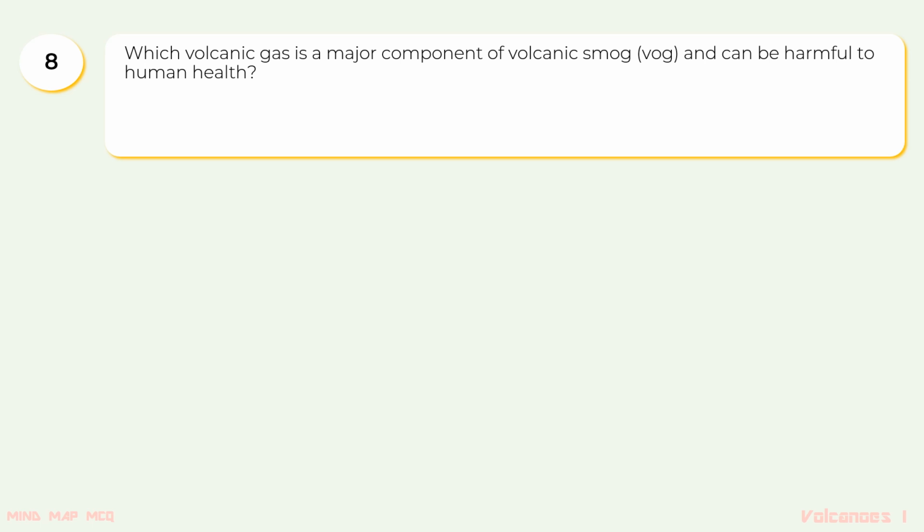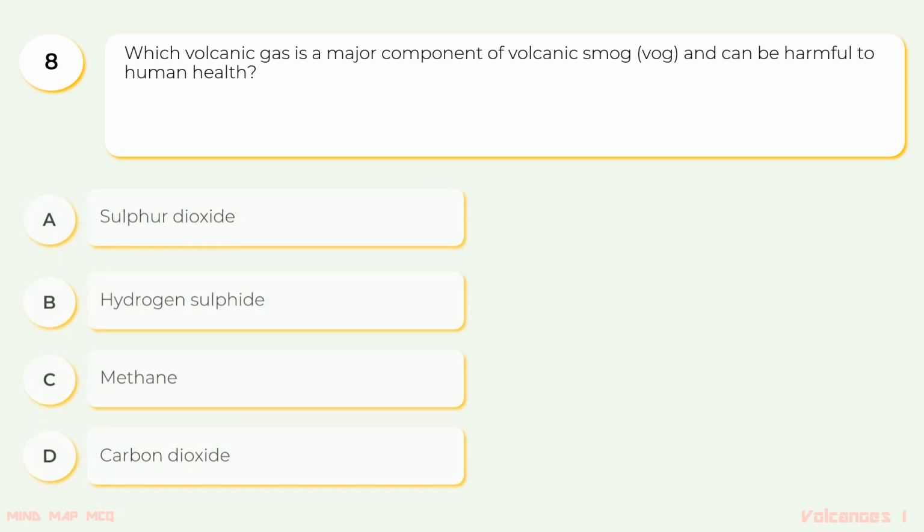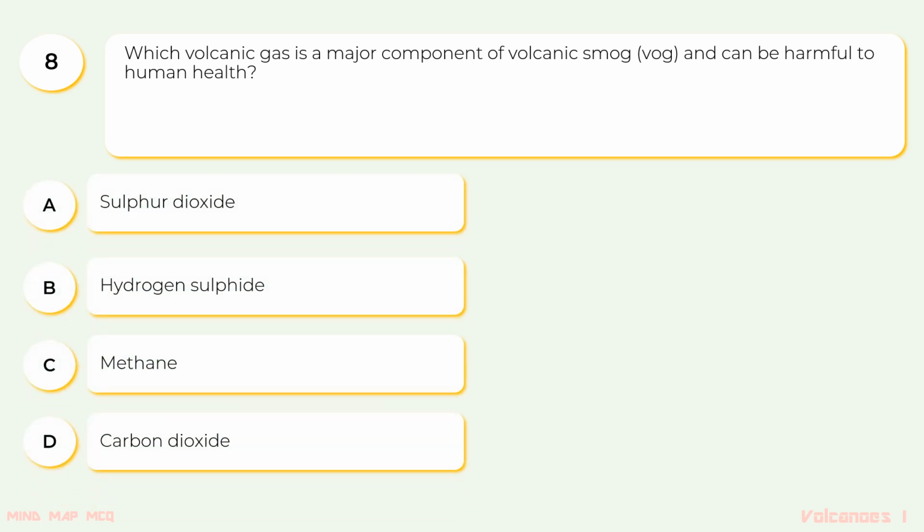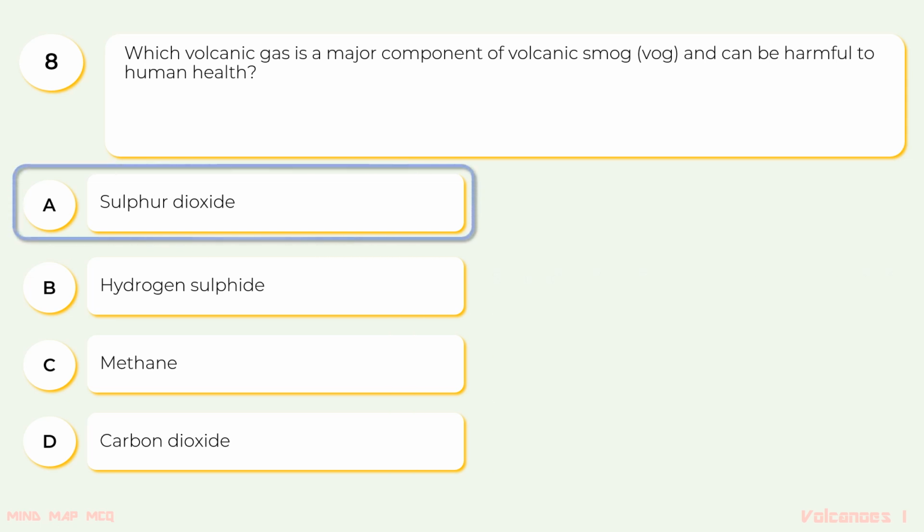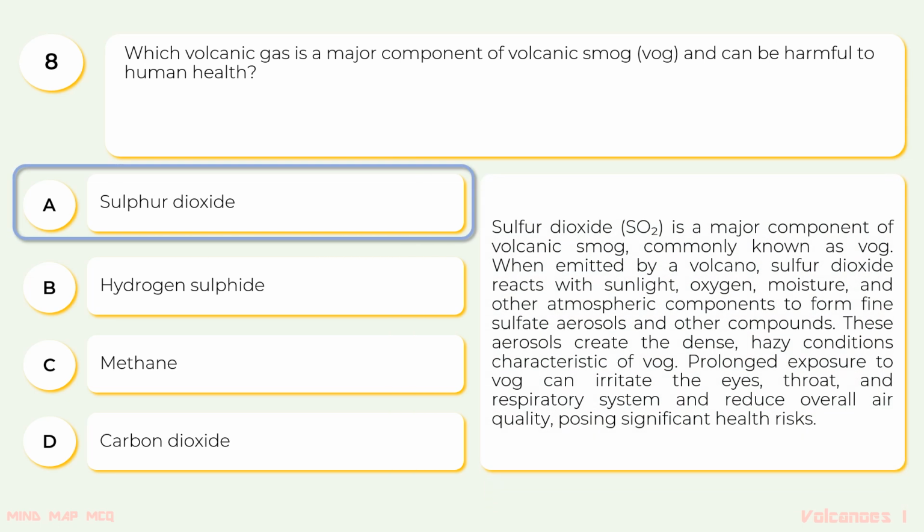8. Which volcanic gas is a major component of volcanic smog and can be harmful to human health? The options are A. Sulfur dioxide, B. Hydrogen sulfide, C. Methane, D. Carbon dioxide. The correct option is A. Sulfur dioxide. Sulfur dioxide is a major component of volcanic smog, commonly known as VOG.